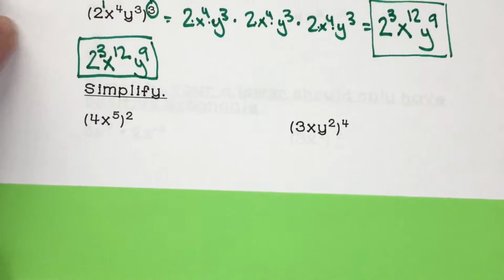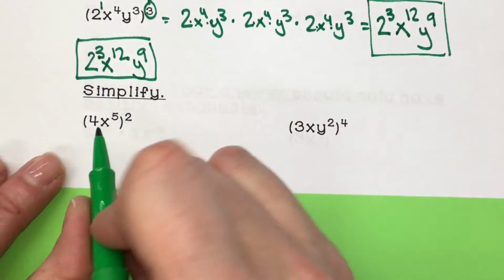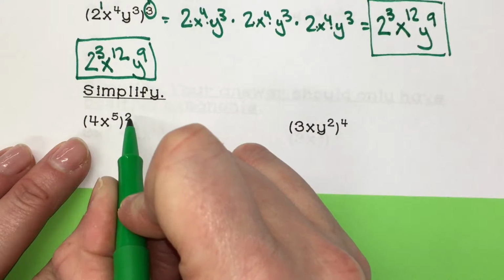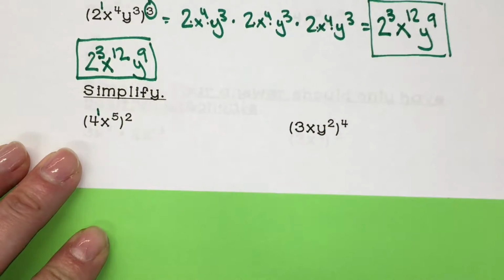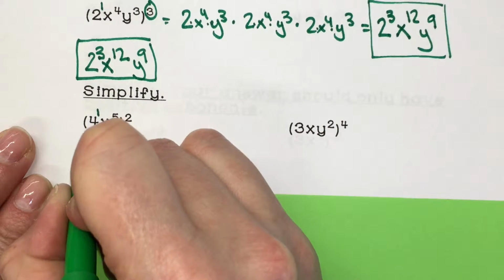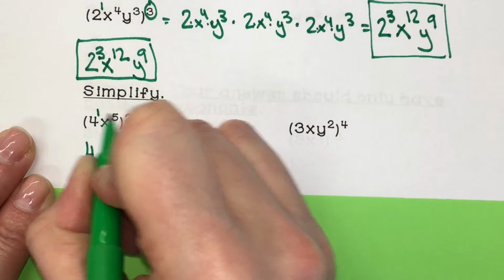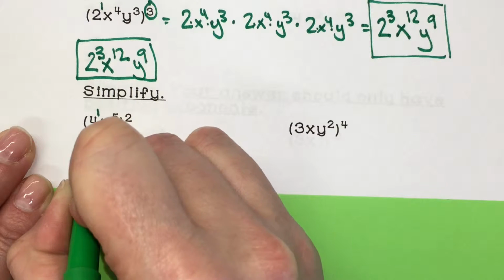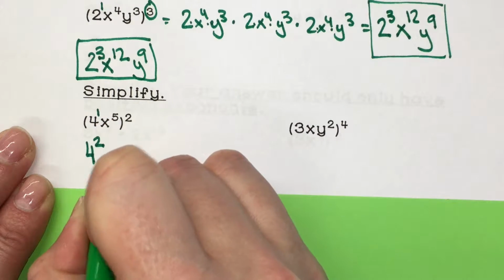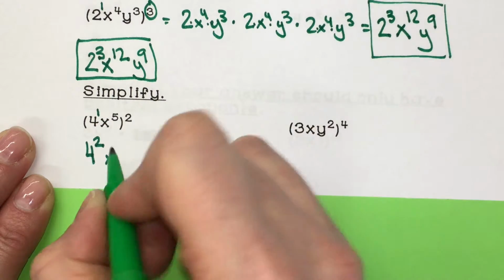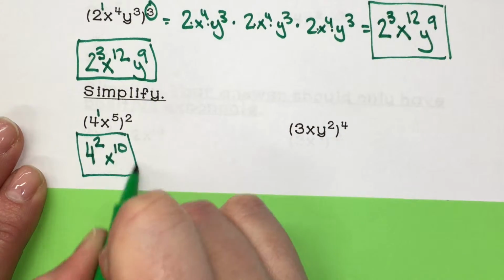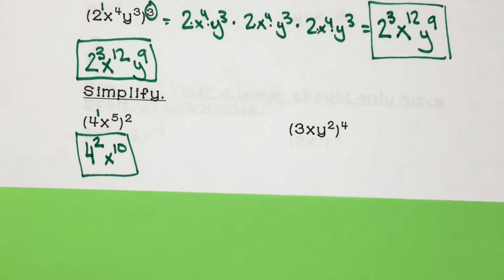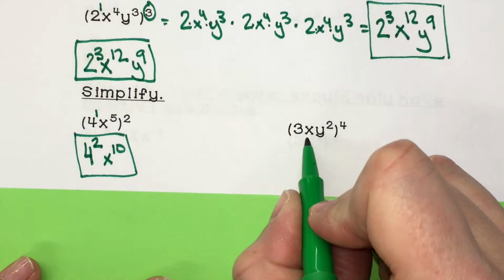So let's try that again. Okay, so I have 4x to the 5th raised to the power of 2. So I'm going to raise the 4 to the power of 1, and I'm going to bring this down. I have 4 to the power of 1 times 2 is 2. X to the power of 5 times 2 is 10. I can leave it like this, or because 4 to the 2nd power is 16, that one's easy to multiply out.